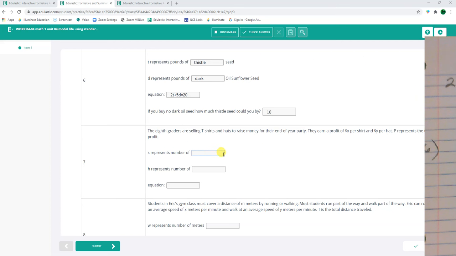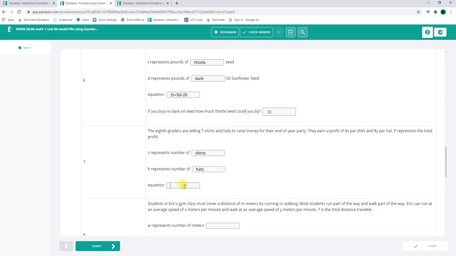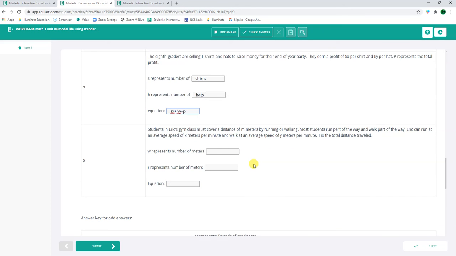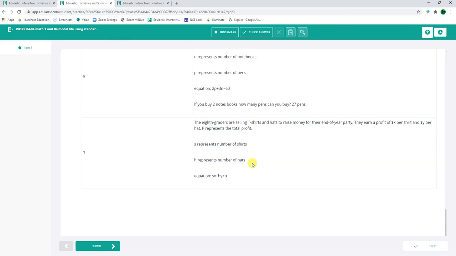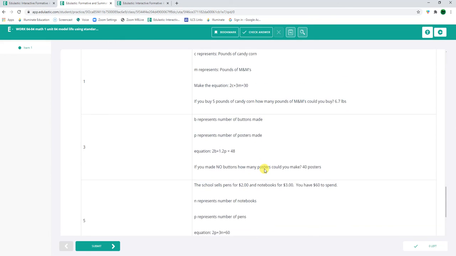8th graders are selling t-shirts and hats. Okay, so shirts, hats. So shirts times X plus hats times Y equals the total profit, which is P. Shirts, hats, SX, HY, P. SX. That looks good.